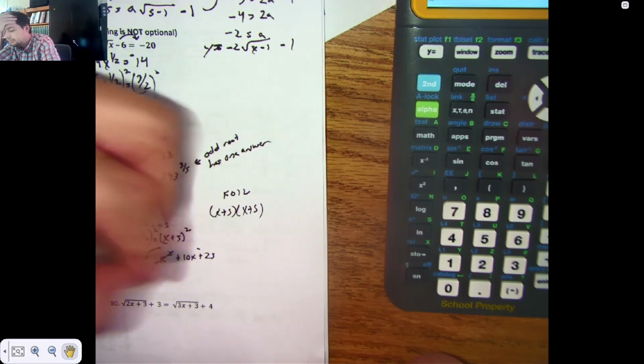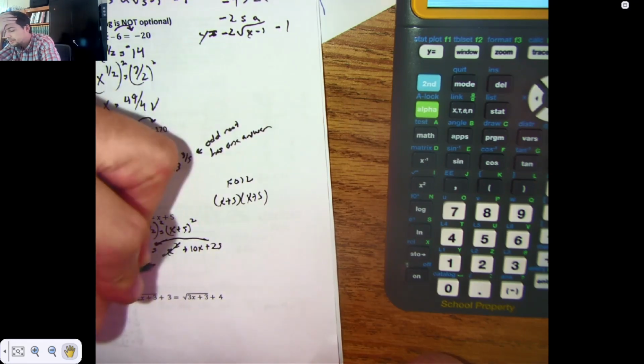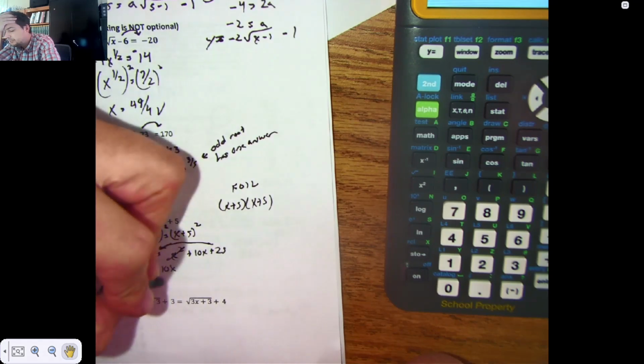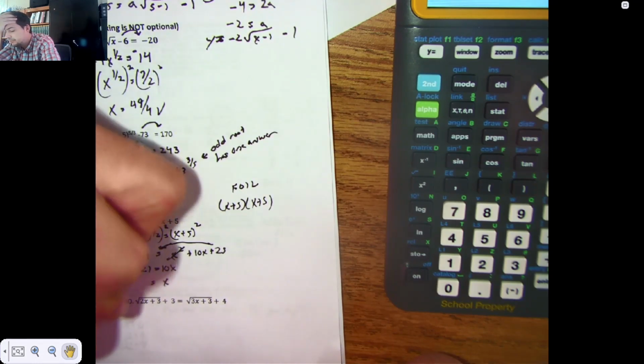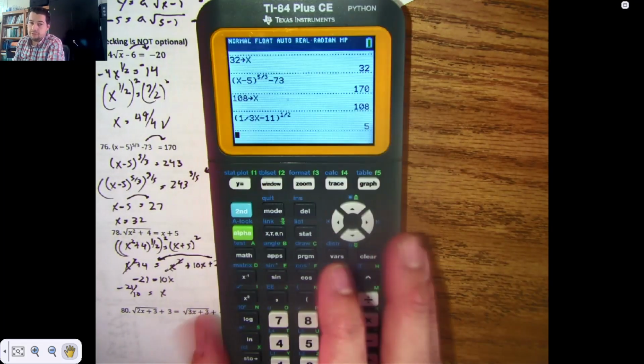We'll take our numbers to the left. That'll give me a negative 21 as 10x. And so my x value is negative 21 over 10. And I'm going to check it. That's what I'm going to do.